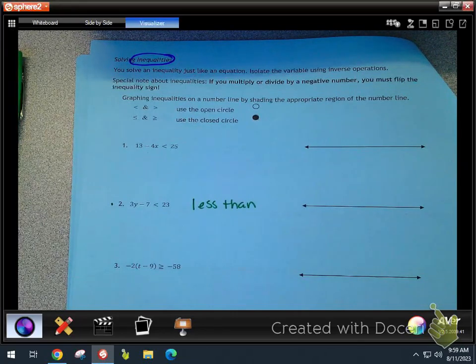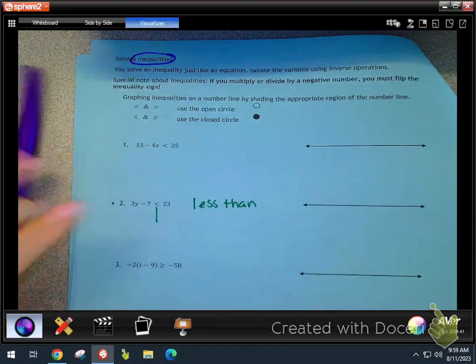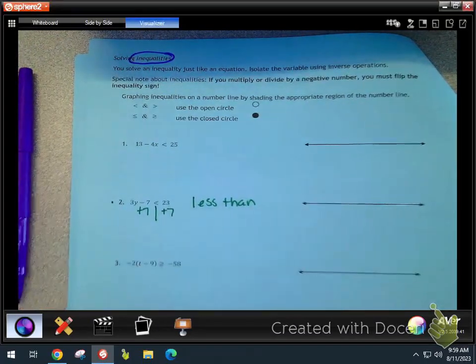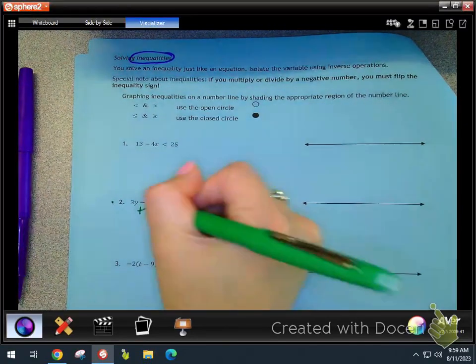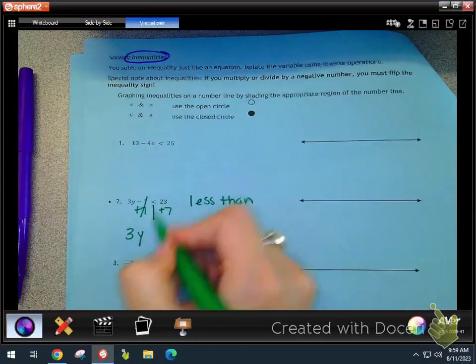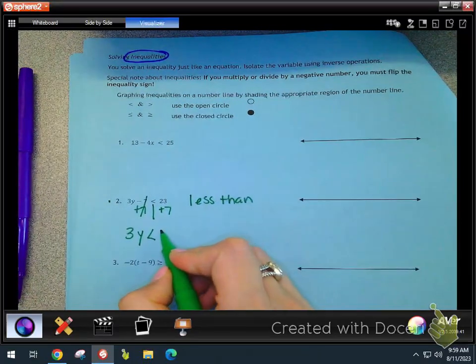What do we need to move to get y by itself? Need to move a 7. How do we move a 7? Add 7. Add 7 to both sides. So we get 3y. Drop down my less than. 23 plus 7 is 30.